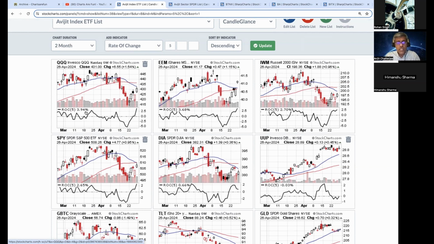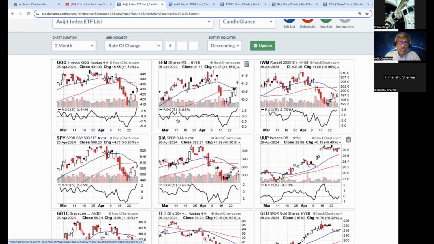The next one was emerging markets. They also had a big pullback of almost 5%, but that was not so much towards the end of last week, but more towards the early part of last week. But that also snapped back close to 3.68%, and it had a reasonably good move as well.